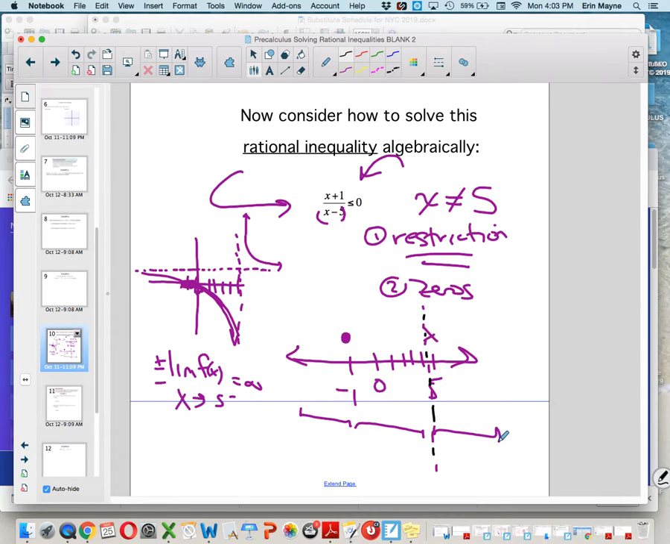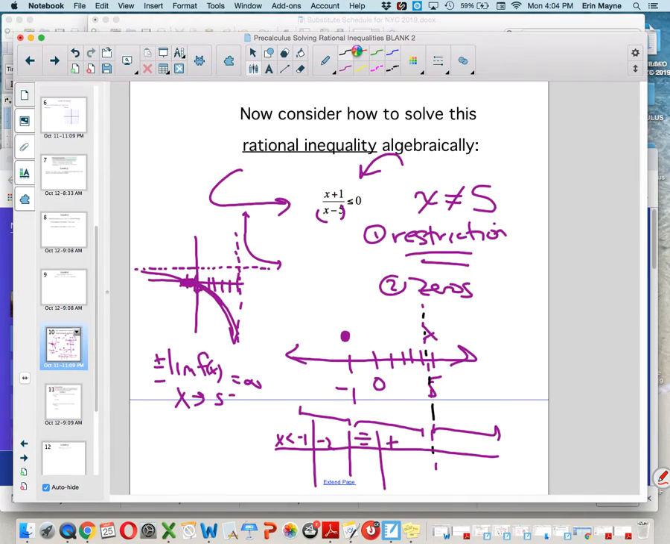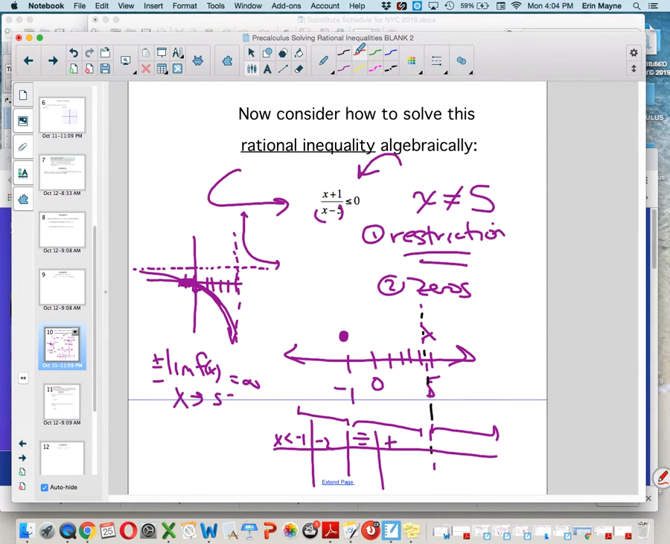So just like with polynomials, I'm going to throw in test points. So let's say in this interval right here, when my x is less than -1, I'm going to throw in the number -2. That's my actual test point. When I put that on top, -2 plus 1 is negative, and on bottom, -2 minus 5 is negative. So a negative divided by negative is a positive. So this interval is going to be positive here.